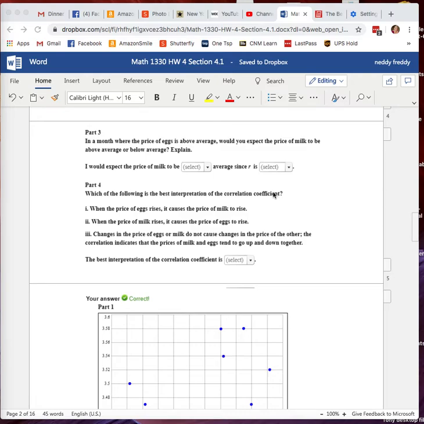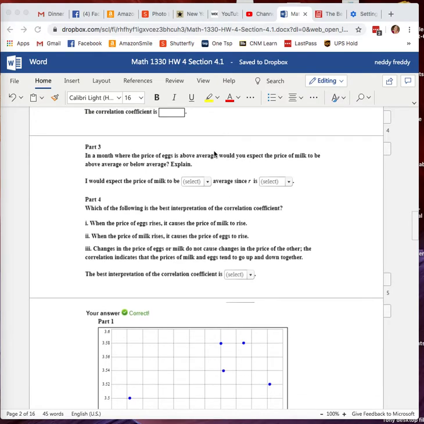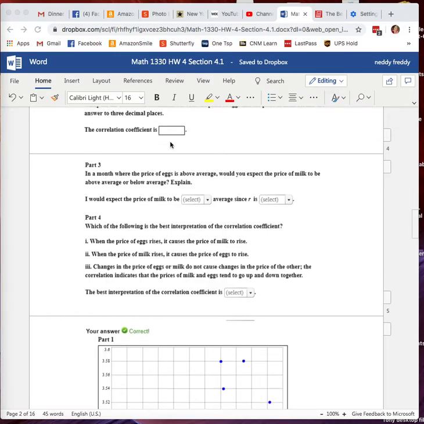Explain. So when we get to this, we've already calculated the correlation coefficient. And our answer will depend on whether that number is positive or negative. So the second part of this is actually what you should answer first. It says since R is, and this drop down will give you choices of positive or negative. So enter positive or negative depending on what you got for the correlation coefficient in part 2. For this one, I got a positive correlation coefficient, so I would select positive here.